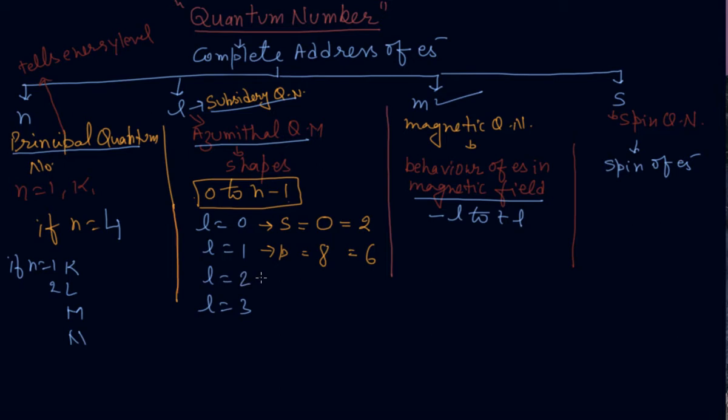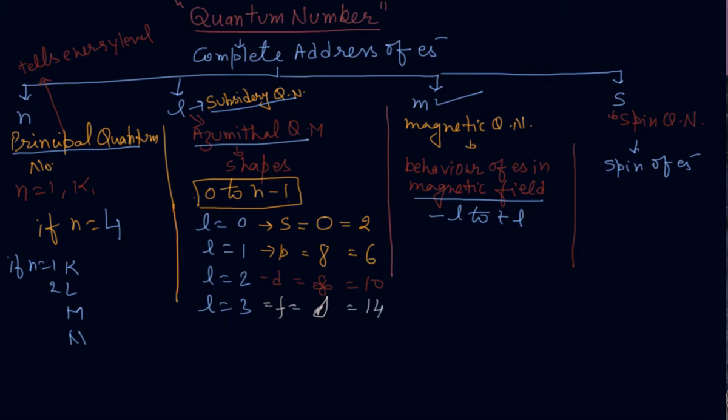And if l is equal to 2, then it stands for d orbital, and d orbital is double dumbbell, and the number of electrons in d subshell is 10. And if l is equal to 3, then it comes to f orbital. f is diffuse shape, and the number of electrons is 14.